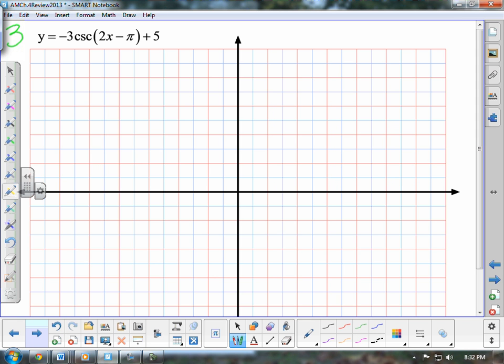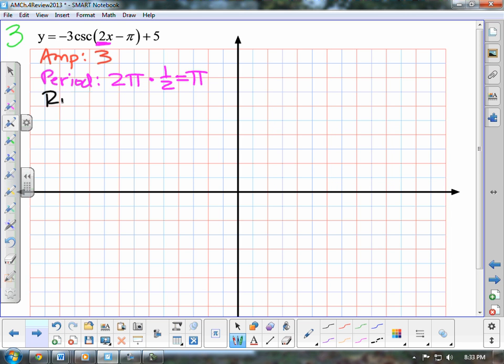Moving on to our next one. It's a -3 cosecant 2x minus pi plus 5. So, period. Or no, let's go amplitude first. Amplitude is 3, but because it's negative, remember it has to start at the opposite end of it, or going down if it's sine. Period is going to be 2 pi multiplied by the reciprocal of what's with the x, and that's a 2, so we're going to 2 pi times a half, which is pi for a period.